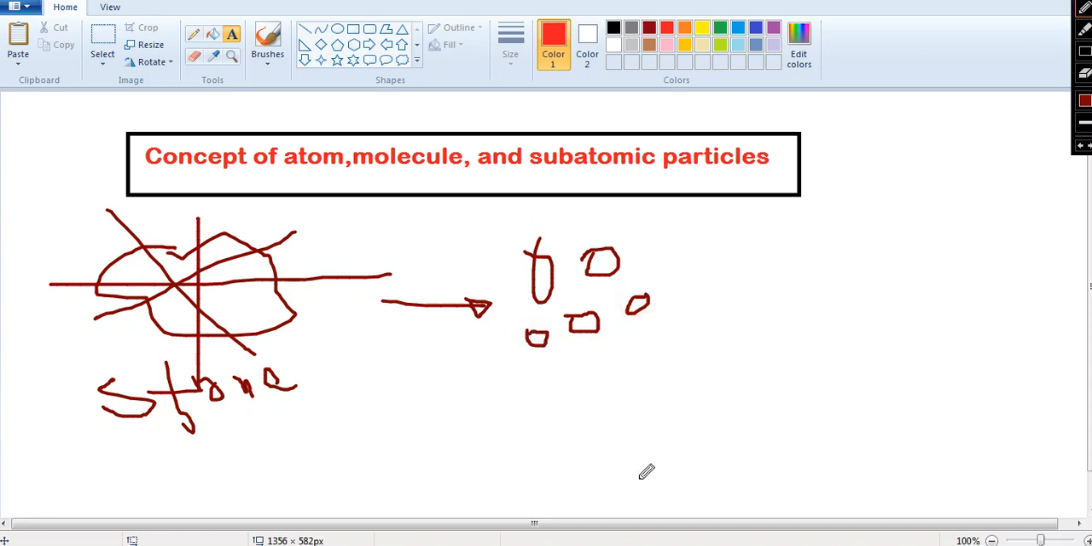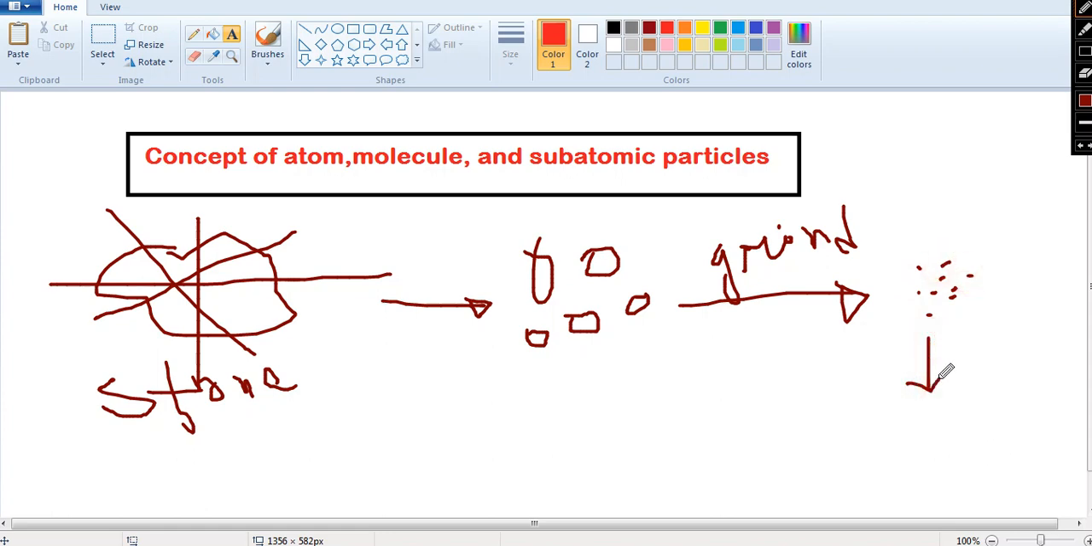Now we are not satisfied yet. So what do we do? We grind it. Say we have a mortar and pestle and we grind it, and the operation name is grinding. After grinding we get very small particles like this size. Say dust type particles, we get dust type particles.